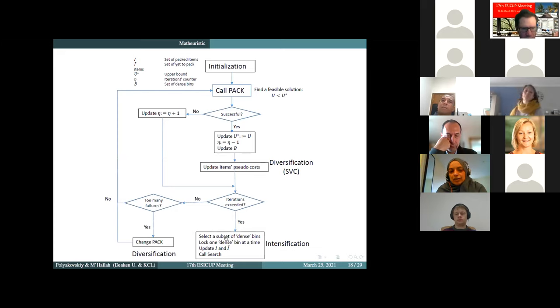In case we have already exceeded the number of iterations, then we apply an intensification step, which takes the dense bins. It considers them one by one. It locks one dense bin along with its items, and then solves a reduced problem again. It repeats all these steps, but with fewer items and one less bin.